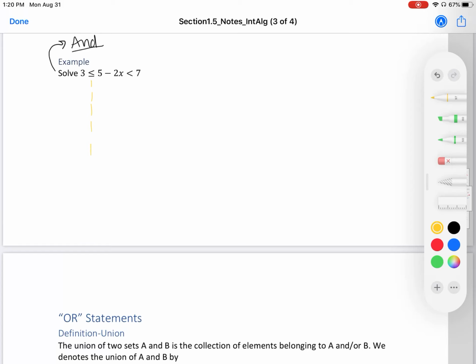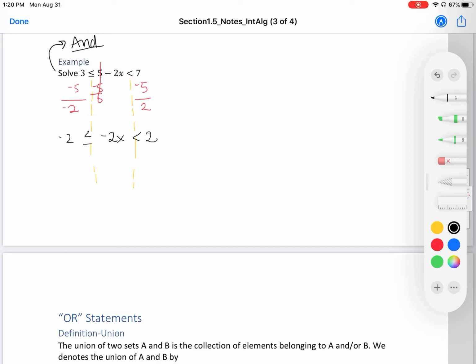So remember, when you do something to one side, do it to all sides. In this case, all three sides. Let's solve for x. Let's move the 5. So we have minus 5, that gives us 0. Minus 5, you get negative 2 and 2. So far we have negative 2 is less than or equal to negative 2x less than 2.